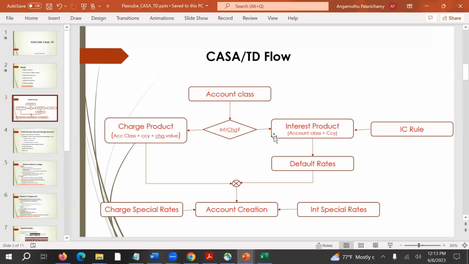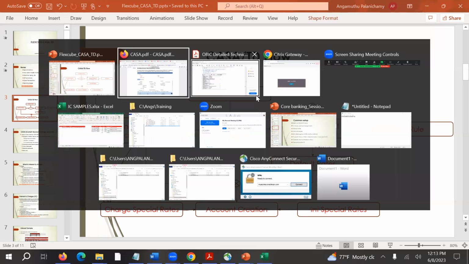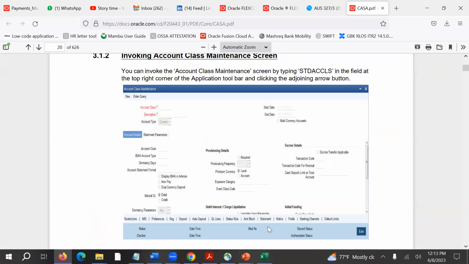First we'll look at the interest product. In interest product, as I told you, we have different formulas, a simple interest formula and compound interest formula, or I can have slab-based formulas and all those things. For that, how FlexCube is designed is we have IC rules. We create one rule. That IC rule is attached to the interest product. In this interest product only, the account class is attached. So when I define the account class, in the account class screen, I don't link the IC product. Here I don't mention the IC product.